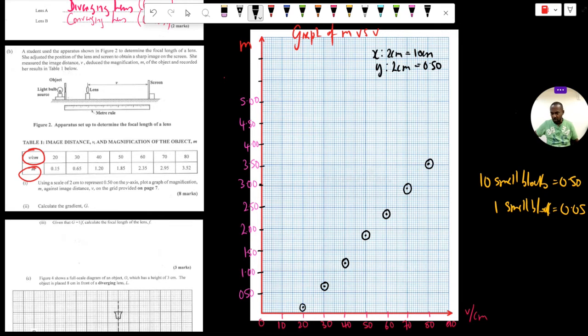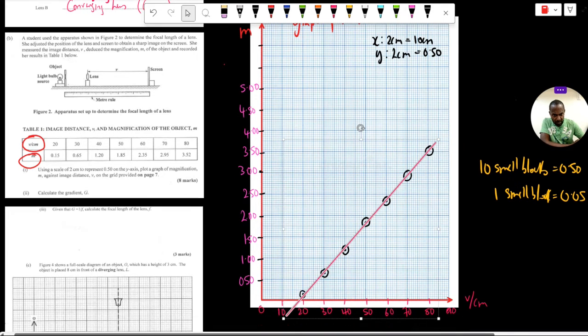And essentially, those are our points, right? We can see that obviously it's going to be a nice straight line, but it's not going to pass through the origin. So that's fine. Now let's draw our line of best fit. Looks like a decent line of best fit, yes. So that's the line of best fit there. Adjust it a little.